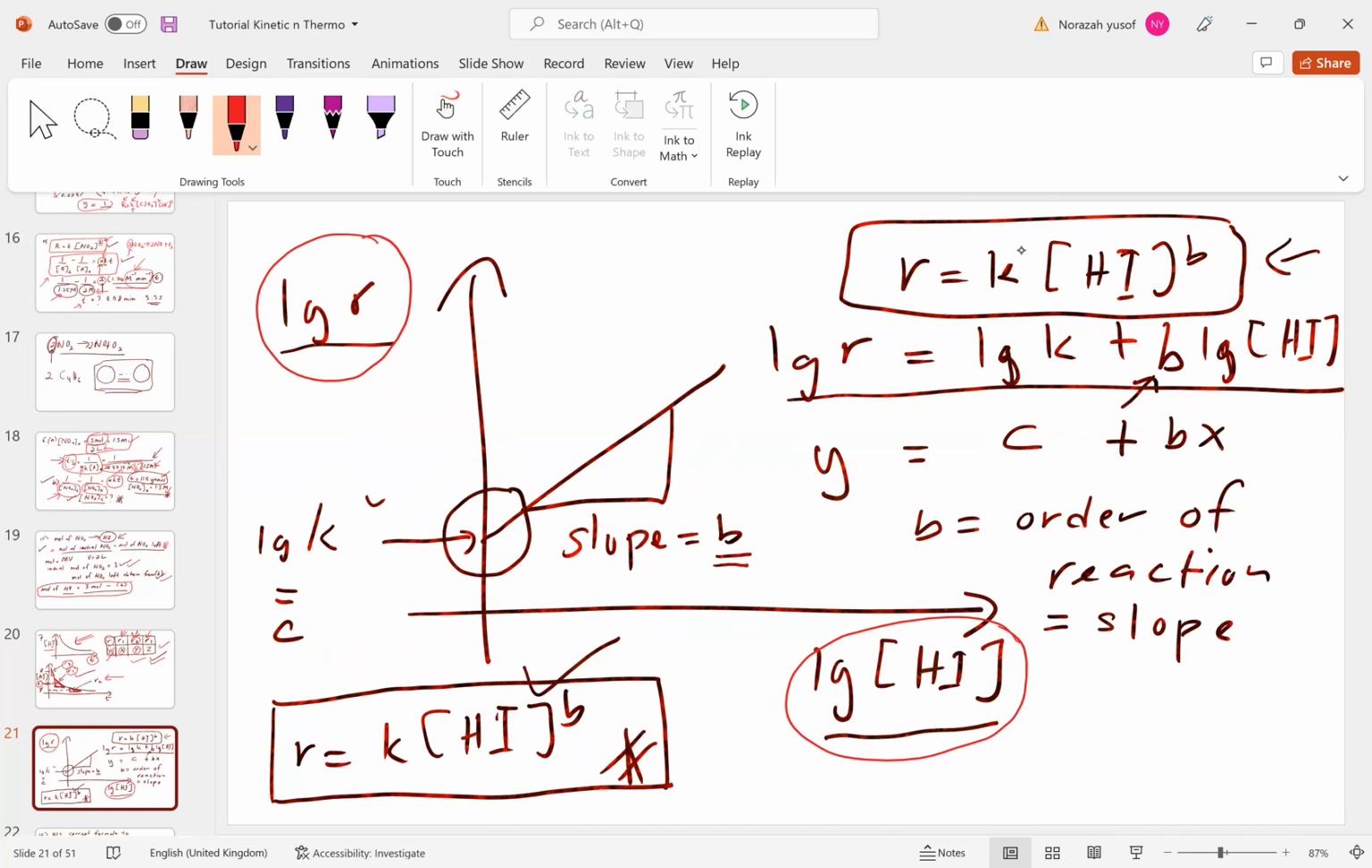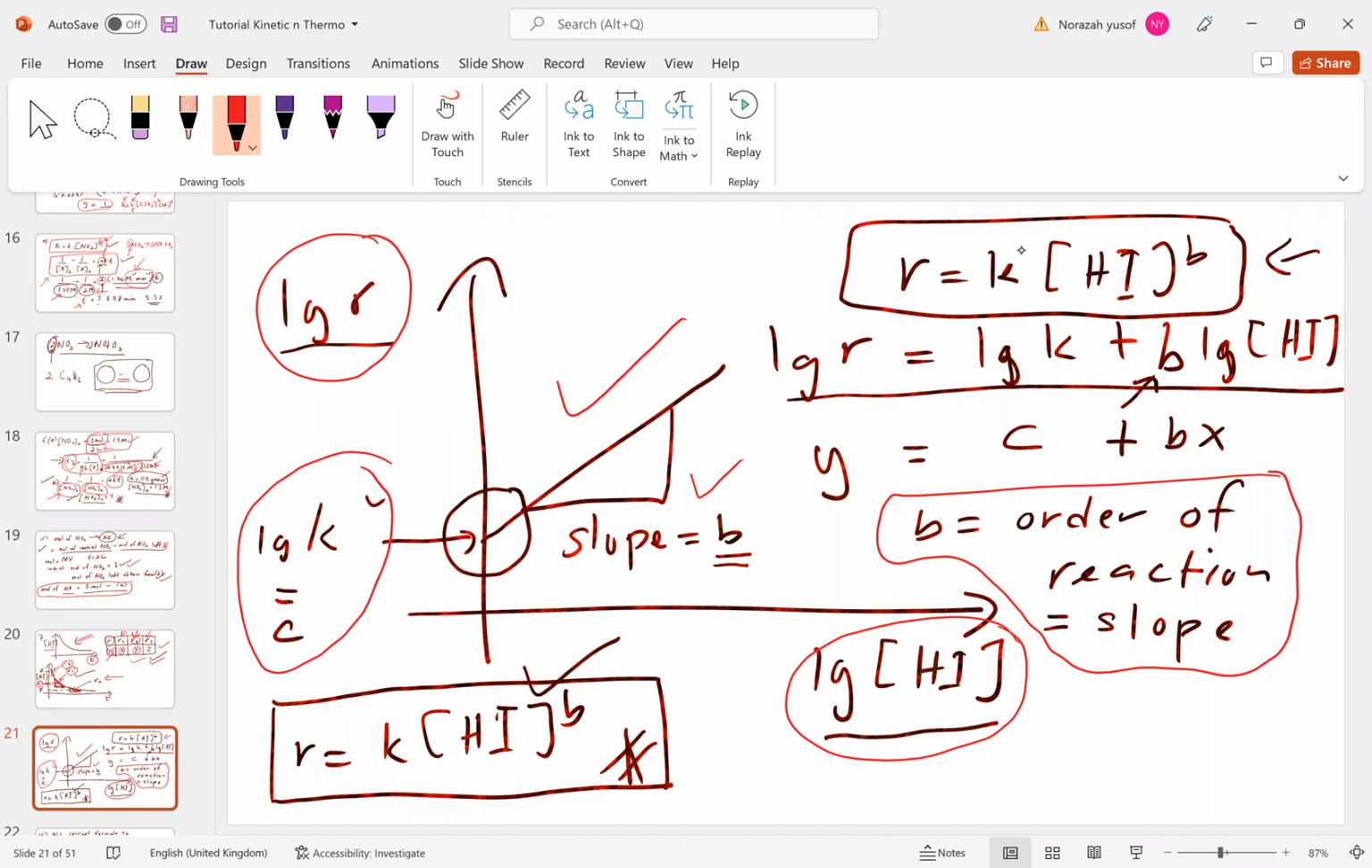Okay, so now if we plot log R versus log hydrogen iodide, you should get a straight line. Macam ni, you should get a straight line. So from the slope, kita akan dapat order of reaction. So dah dapat dah order. From the intercept, you get log K. K is the rate constant, kan? So now, from the slope, you get order of reaction. From the intercept, you get log K. So you can calculate K lah.